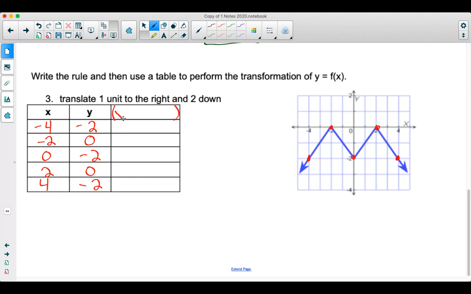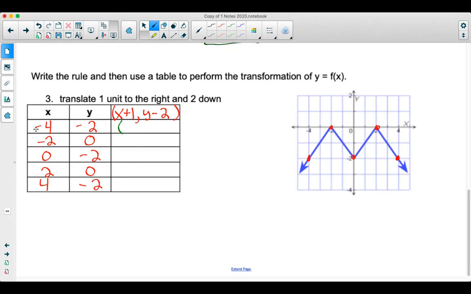So if we're translating 1 unit to the right, we're going to add 1 to our x value, moving in the positive direction, right? Right is positive. 2 down means we are moving y -2. So moving 2 down in the negative direction. So we -2. All right, then from there, let's translate our points.